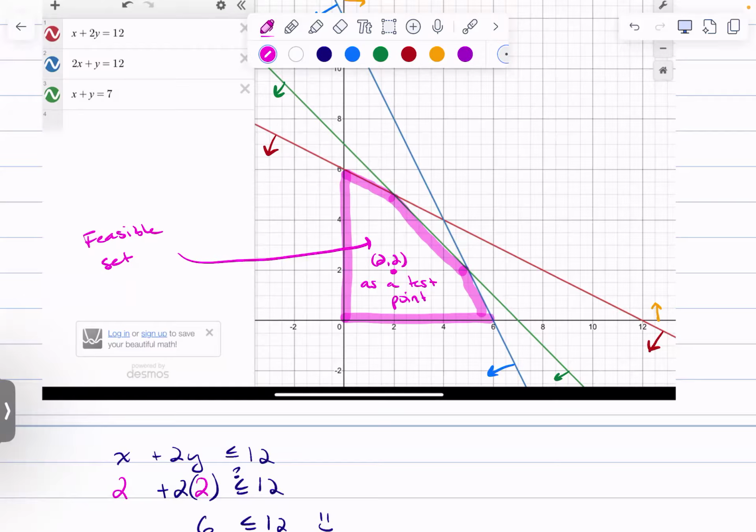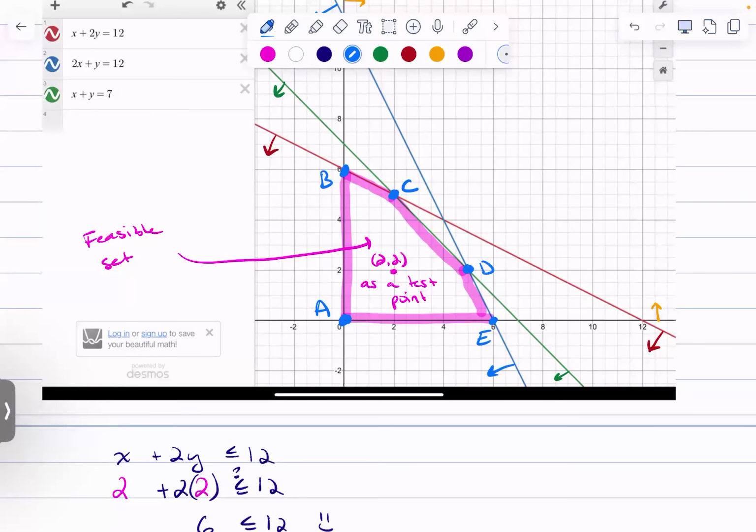Okay, so we found our feasible set. Now we need to find the vertices. First, I want you to label the vertices. What's a color that I can use that's going to show up? Is light blue going to show up? Yeah, okay. I start at 0, 0. Right? And then I want you to work around clockwise. So here, B, C, D, and E.